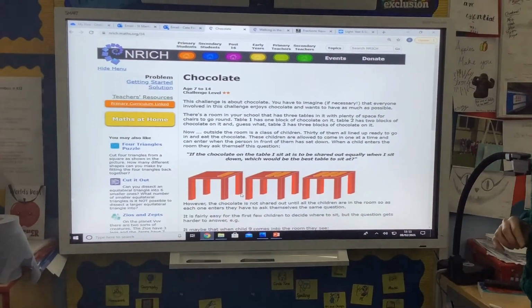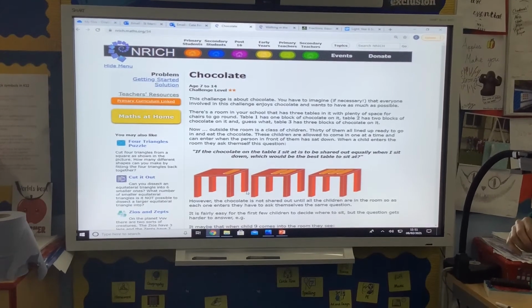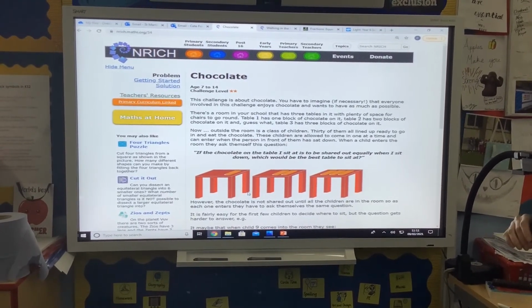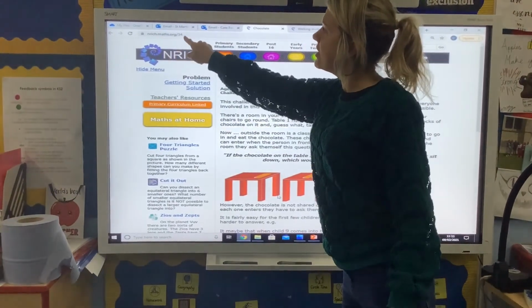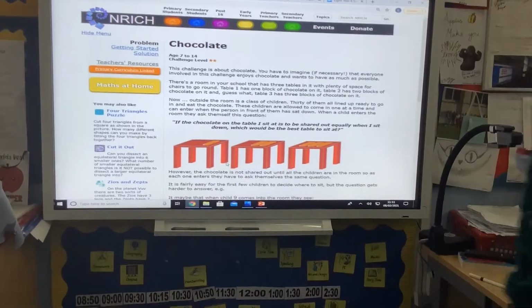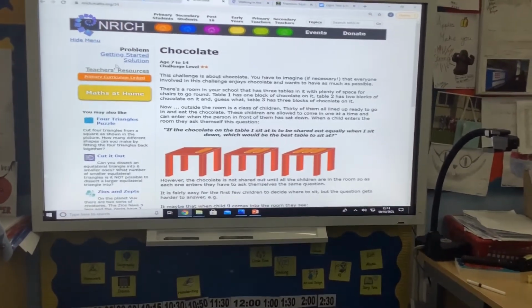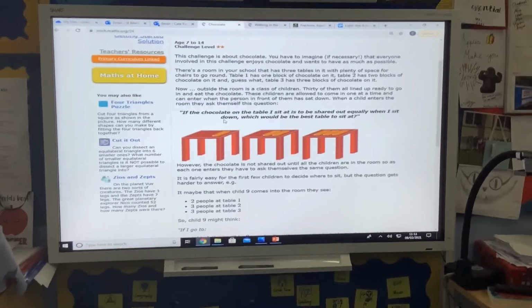Okay, Year 6, this is your final challenge for today. This is a great activity to have a go at. It's called chocolate. And like we said, when we're thinking about fractions, we always want to think about food. It's Enrich, activity number 34, and it's just called chocolate. Okay, so I'll read out to you what it says. The nice thing with this website is it gives you the solution, but don't look at the solution till the end, till you've had a try.